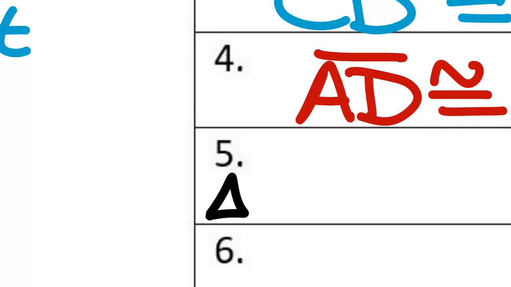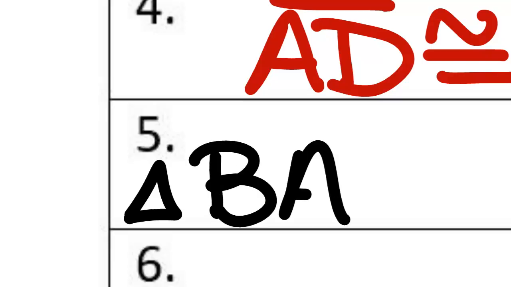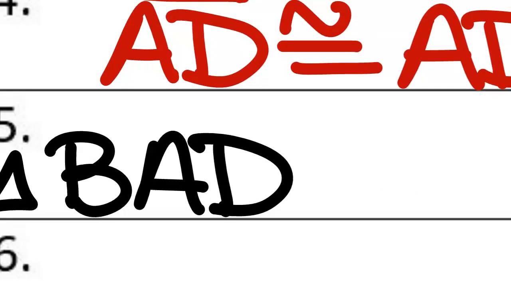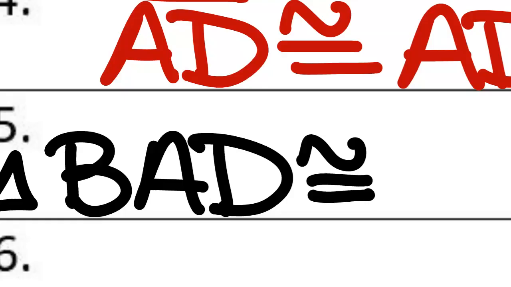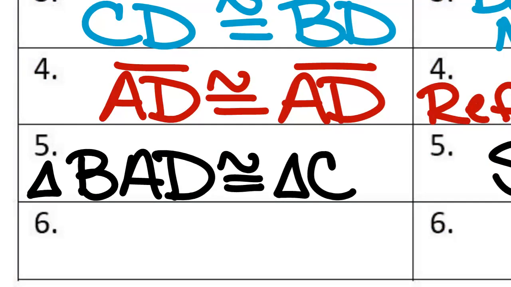So let's write down the triangles that are congruent. I'm going to call the first triangle BAD. So triangle BAD is congruent to, what angle would correspond to B on the other triangle? C. So triangle C. A would correspond to A, so CAD.